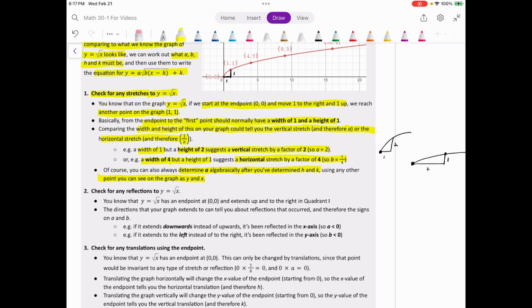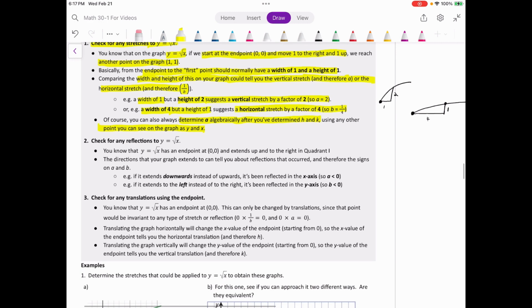If you've got everything in the equation except for A, well then pick a point, make that your x and y, and then the only thing you don't know in the equation is A, so you can solve for it, okay? Next up, check for any reflections.